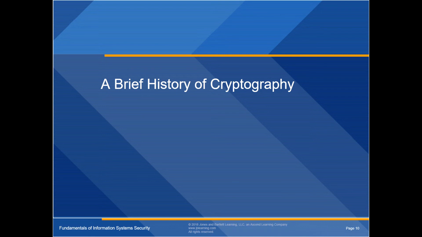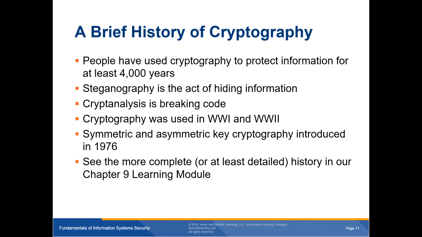So, a brief history of cryptography. People have used cryptography to protect information for at least 4,000 years. Steganography is the act of hiding information, like hiding a message in the pixels of a picture. Cryptanalysis is breaking code. Cryptography was used in both World War I and World War II. In World War I, the famous Zimmermann telegram was sent by the Germans to Mexico. Germany wanted Mexico to attack the United States, to keep us out of World War I.